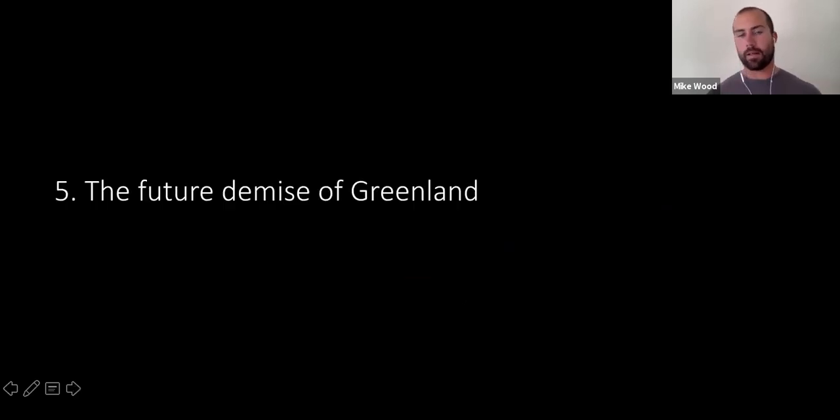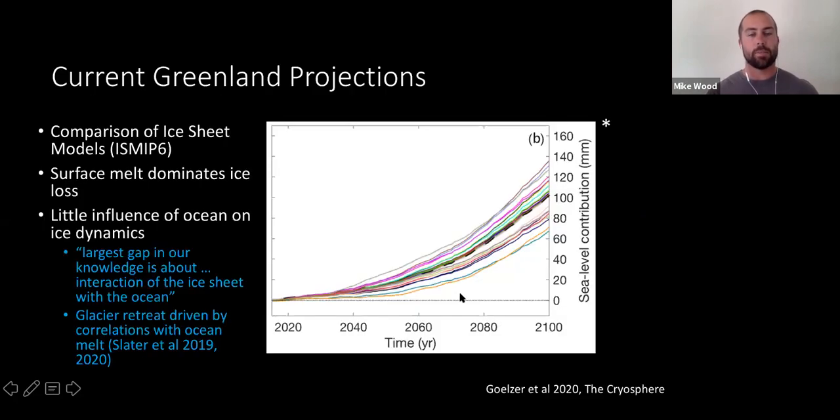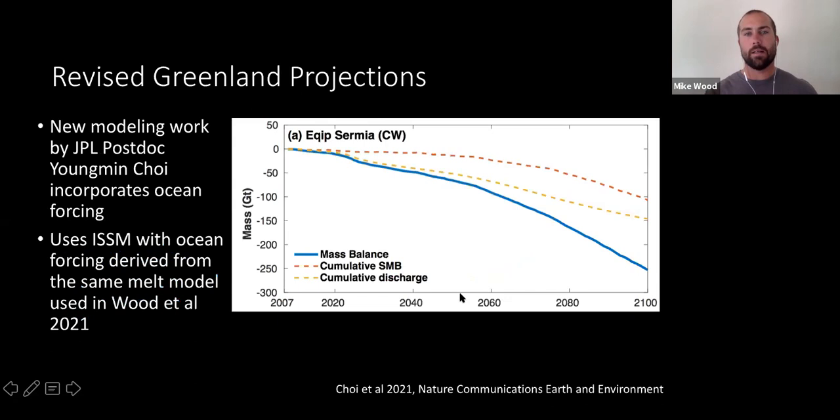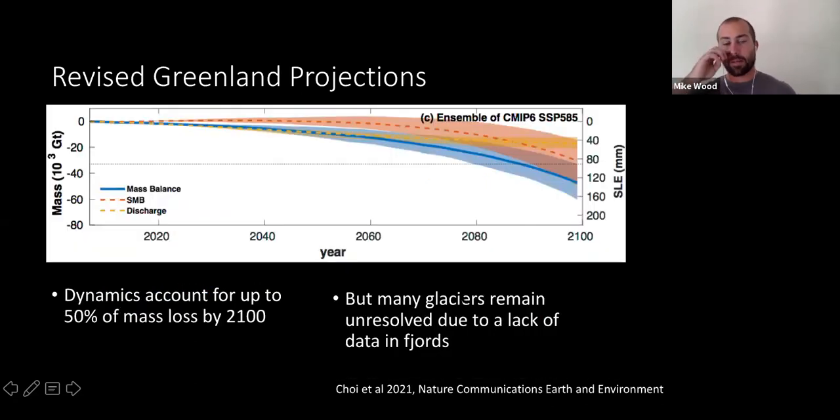Now, if I can check the time real quick. Getting toward the end of my time here, and I had hoped to talk a little bit about the future modeling of Greenland's ice loss in relation to ISMIP-6 and some of the results we have and how they fit into this. But keeping time in mind, I'll just keep my focus on a new paper that came out last week by a JPL postdoc named Youngmin Choi.